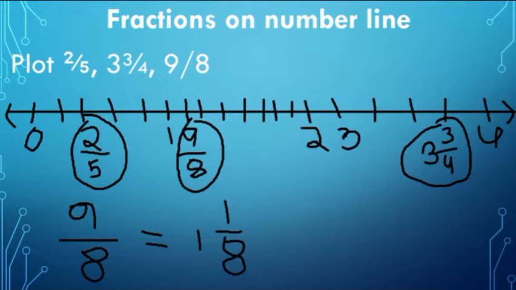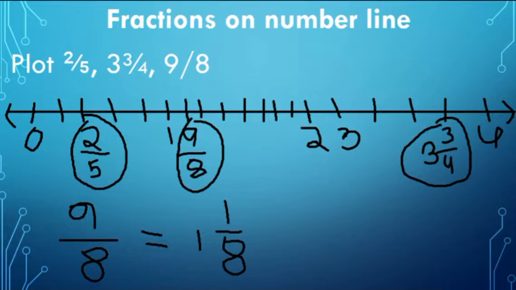Then count the second line. See, I have counted the second line. So that is 2 by 5. And this is the location of 2 by 5, and this is how you plot any proper fraction on a number line. Now let's see how do you plot a mixed fraction on a number line.